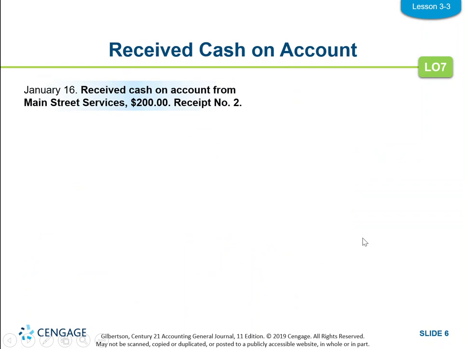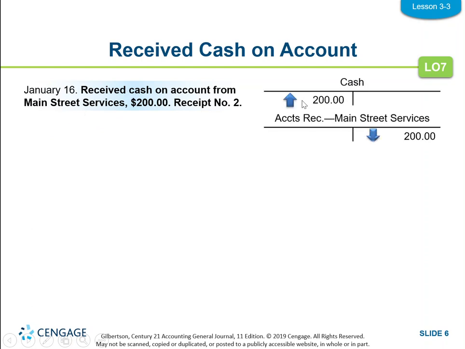Okay, received cash on account from Main Street Services, $200. So cash is an asset. Accounts receivable, Main Street Services is an asset. We're increasing cash. We're decreasing how much they owe us. So on our T account, we're going to debit cash $200. We're going to credit accounts receivable, Main Street Services, $200.